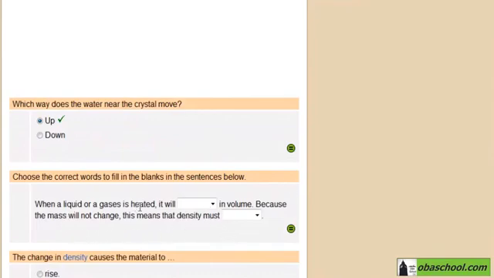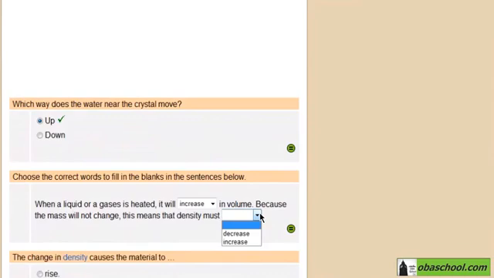When a liquid or a gas is heated, it will decrease or increase in volume. It will experience expansion and hence its volume increases. Because the mass will not change, this means that the density must decrease or increase.